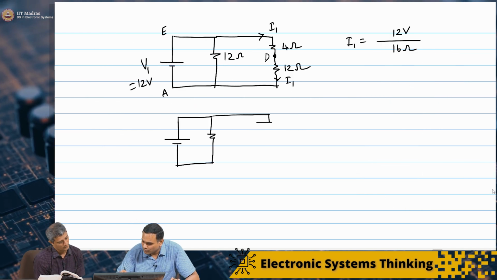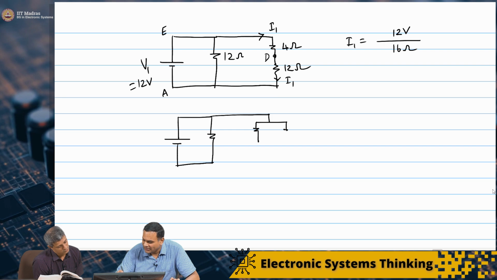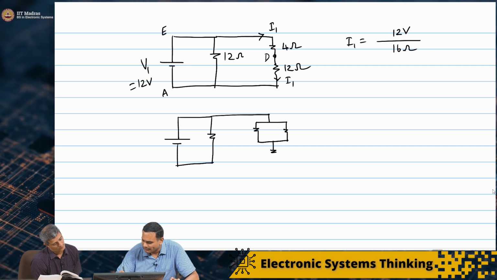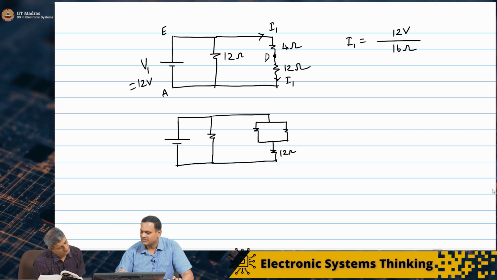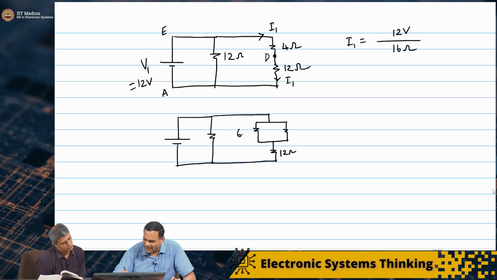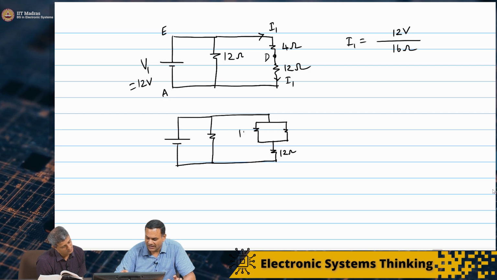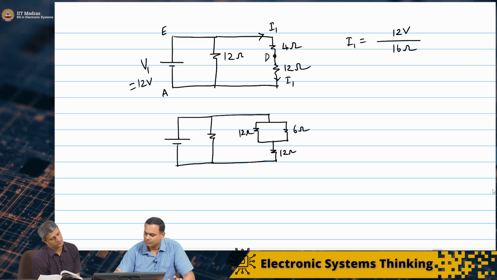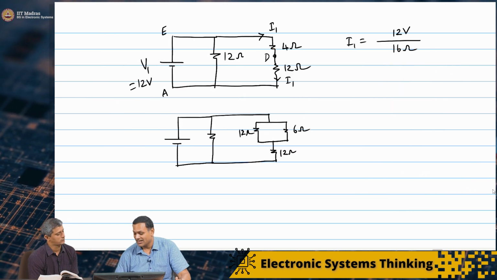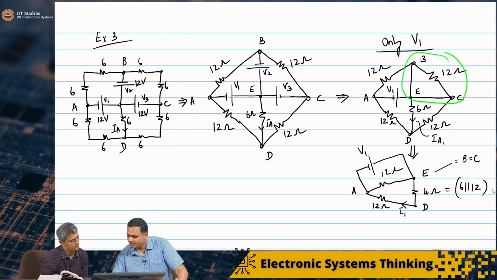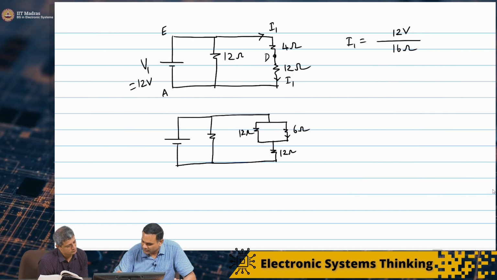So, what I am going to do, I will redraw it like this so that it will be very obvious what we are doing. We will keep the topology, the new topology, the same. This is the original 12 ohm, and we have, let us say, 6 ohms. And the current through the 6 ohm is our IA1. So, this is IA1.